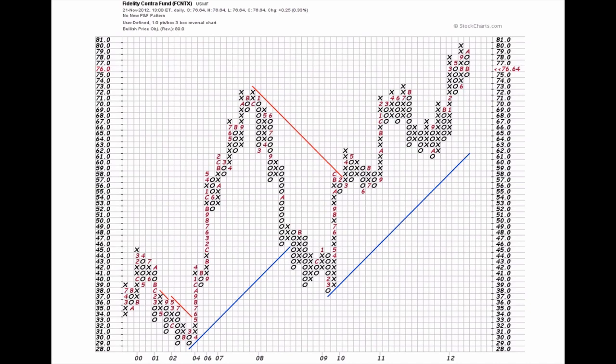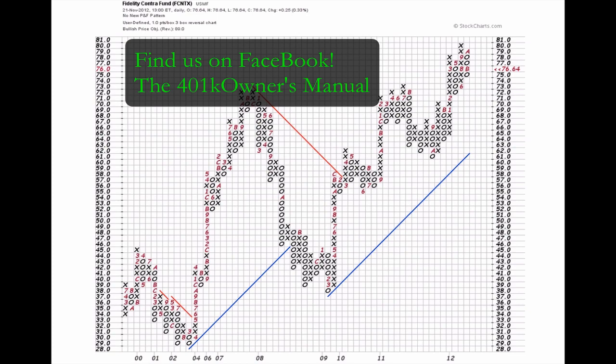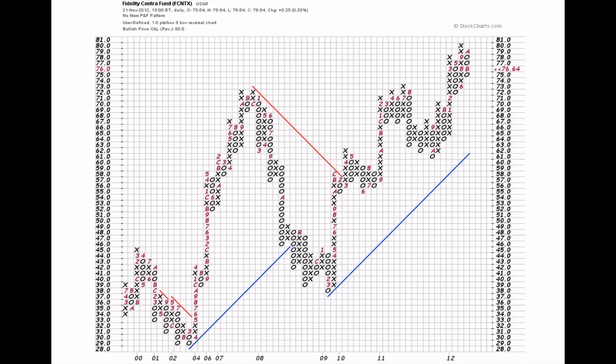Okay, that's as far as we're going to go with Fidelity Contrafund. Stay tuned for the next broadcast where we'll be using the Vanguard 500 Index Fund.